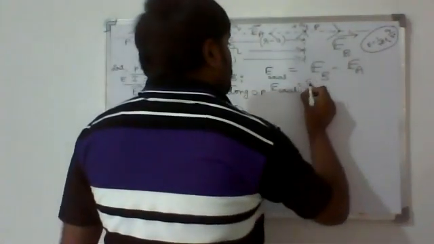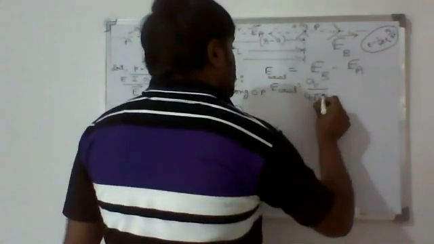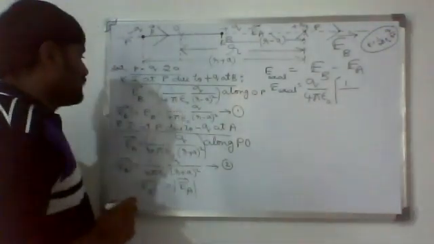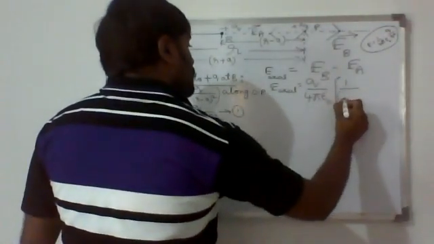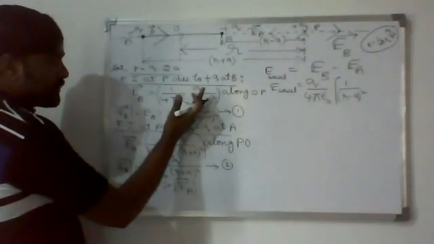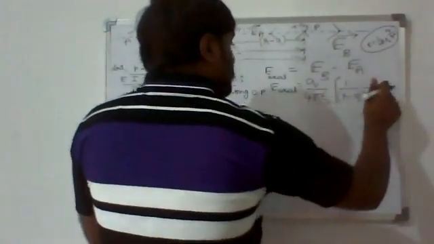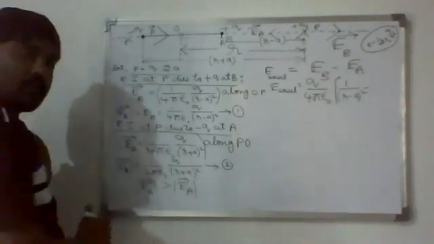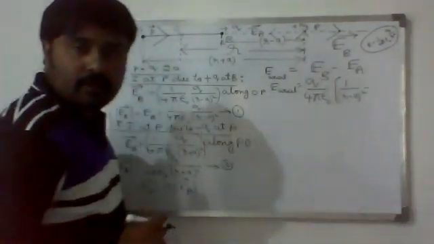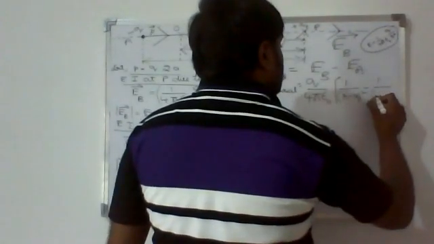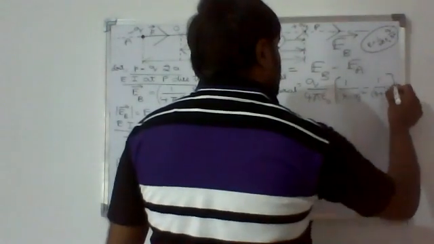Then we get Q divided by 4 pi epsilon naught of the remaining terms. The remaining is 1 divided by (R minus A) whole square, minus, again with Q divided by 4 pi epsilon naught common, the remaining is 1 divided by (R plus A) whole square.